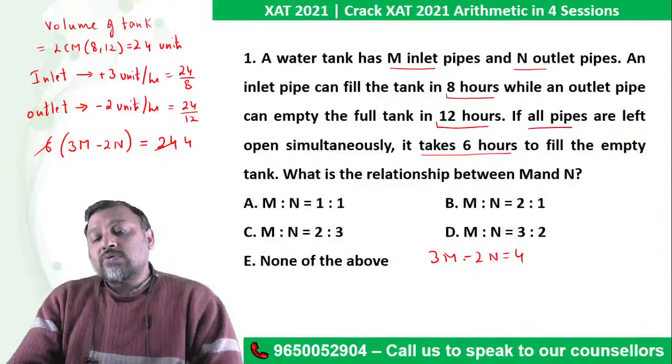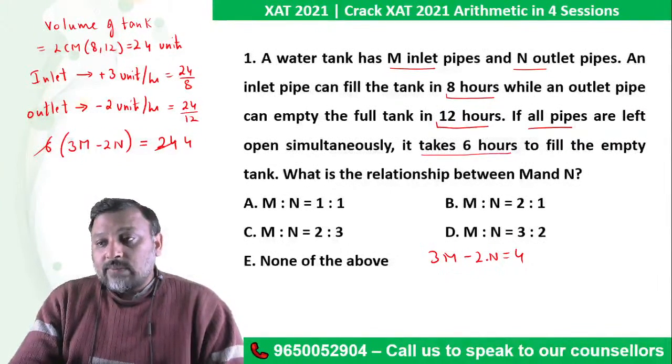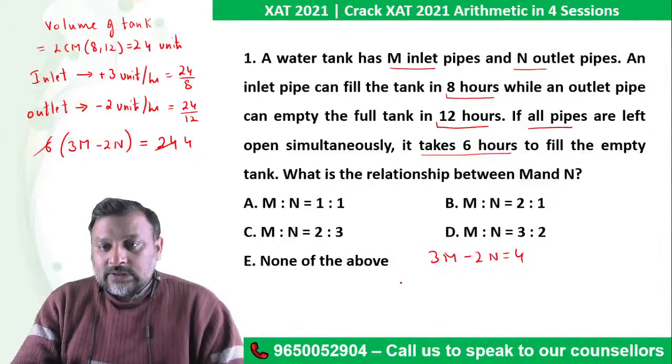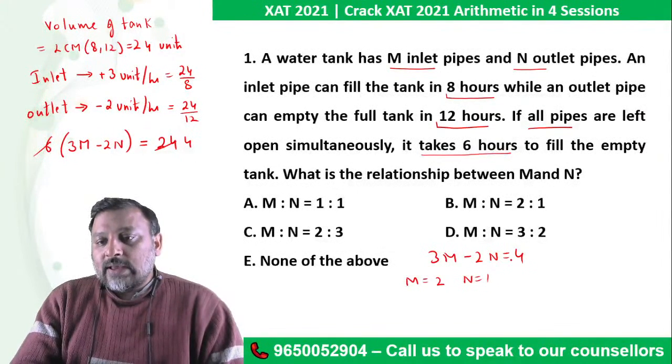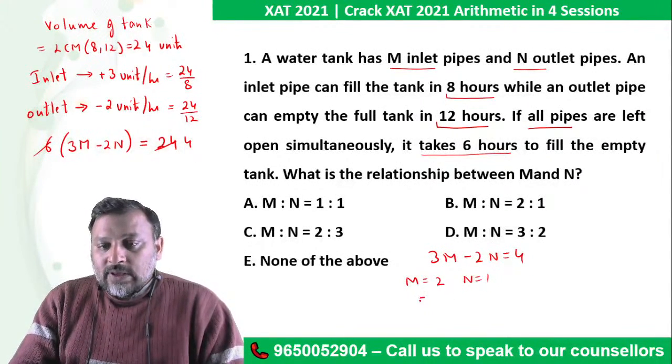Now, since we have one equation and two variables, there would be multiple possibilities. For example, if I take m as 2, the value of n would be 1. You can see here that this would become 6 if I put m equal to 2, and this would be 2. 6 minus 2 is 4. Similarly, the next possible value of m would be 4, and the next possible value of n would also be 4.